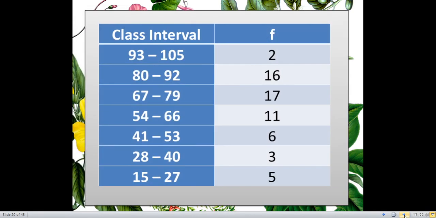So here's the data. We have the class interval and the frequency. So we have 93 to 105 is 2, 80 to 92 is 16, 67 to 79 is 17, 54 to 66 is 11, 41 to 53 is 6, 28 to 40 is 3, 15 to 27 is 5.